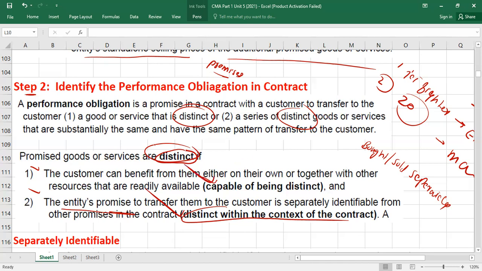If it is capable of being distinct, but you cannot separately identify it in the context of the contract, then you have only how many performance obligations? One.